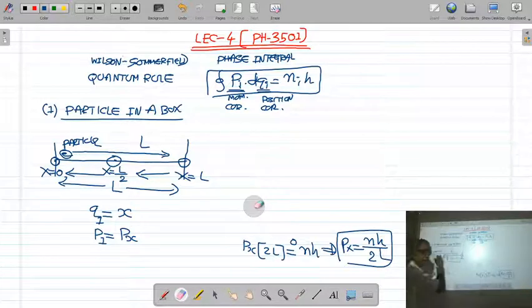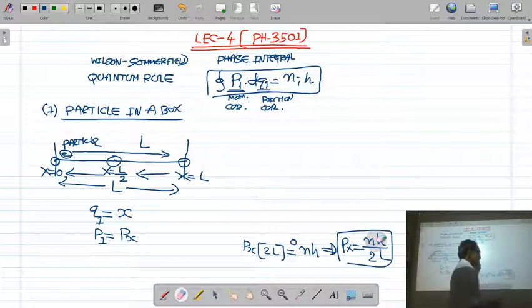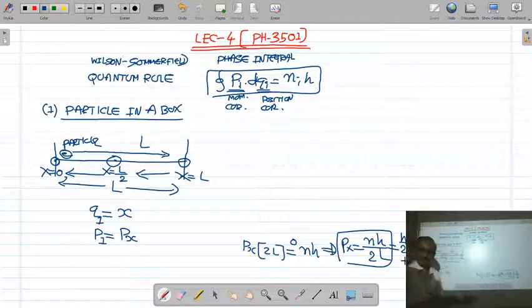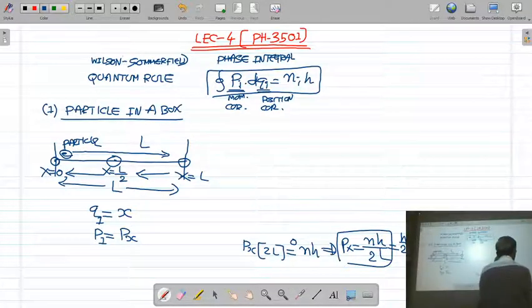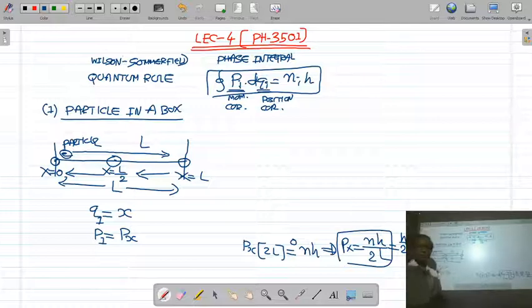So when a particle is constrained to move in a one-dimensional box of length L, the particle cannot take any value of momentum. It can take only these values of momentum, nh upon 2L. When n is equal to 1, the particle has momentum h upon 2L. When n is equal to 2, it can have momentum 2h upon 2L. When n is equal to 3, it can have momentum 3h upon 2L. So the particle can take these values of momentum. The other values of momentum are not possible.